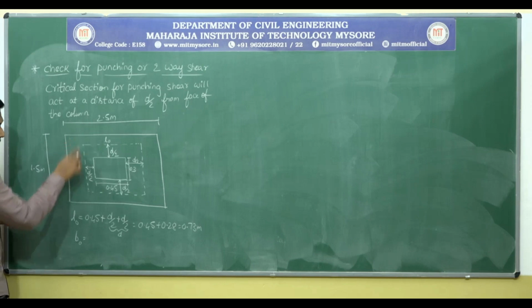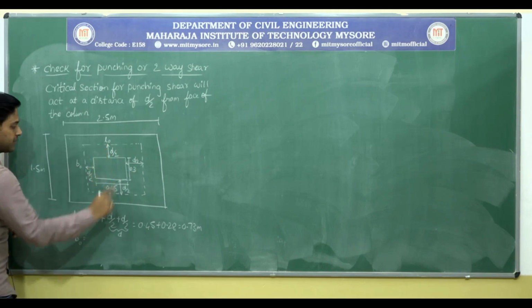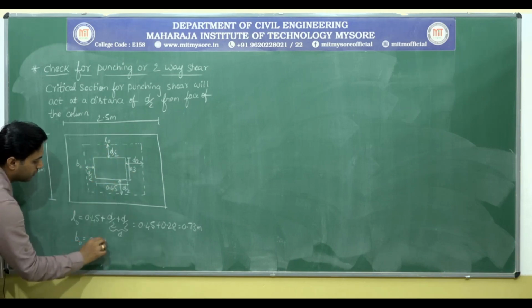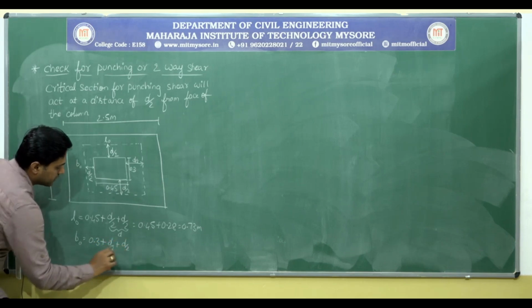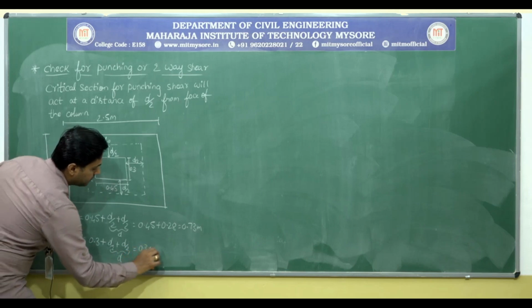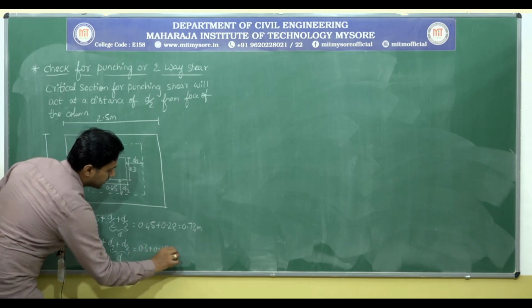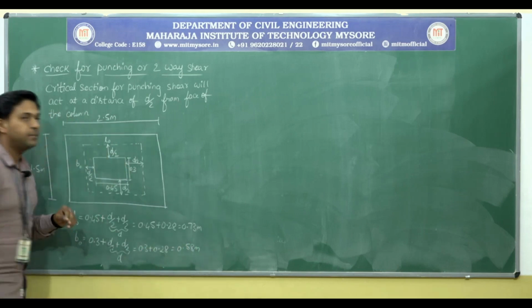Similarly, let me go with B0. So what is this distance? It is nothing but the width of the column, 0.3, plus D by 2 plus D by 2, which is nothing but equal to D. So finally it's 0.3 plus 0.28, so it's 0.58 meter. So let me calculate the perimeter.